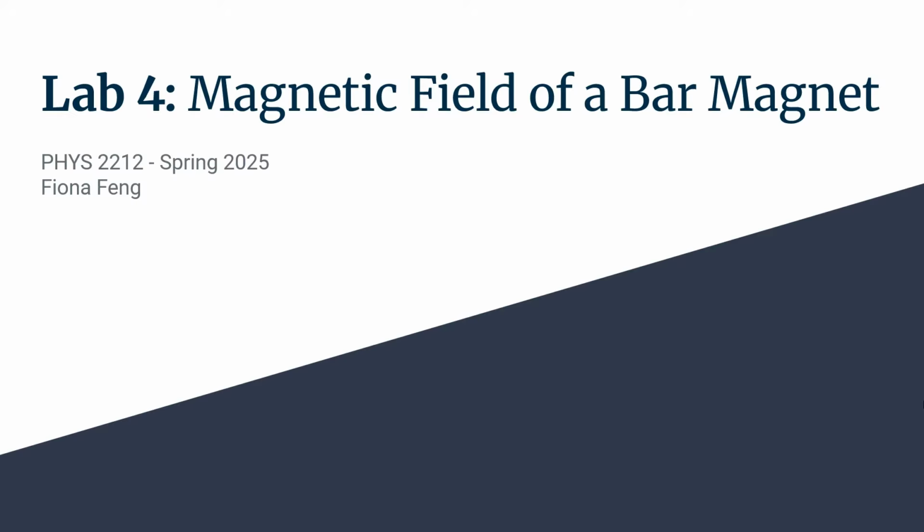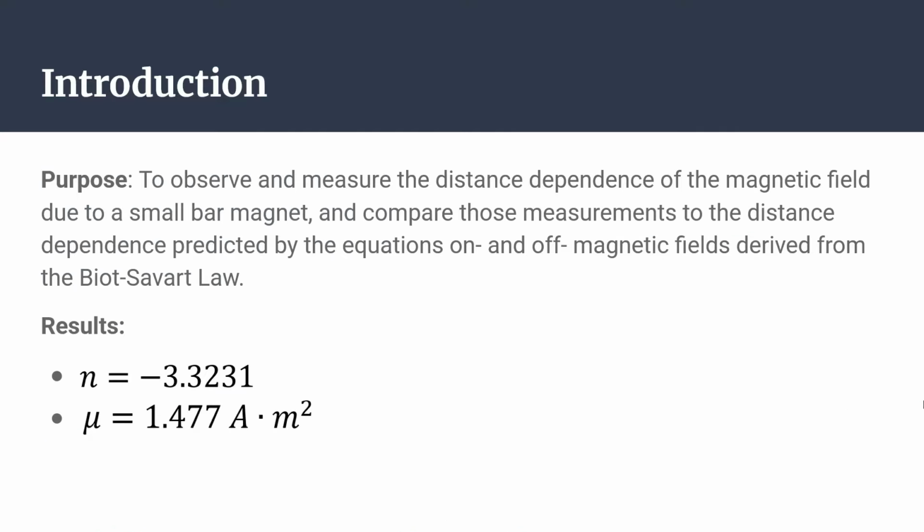Hello, this is my video report for Lab 4. The purpose of this lab is to observe and measure the distance dependence of the magnetic field due to a small bar magnet and compare those measurements to the distance dependence predicted by the equations on and off magnetic fields derived from the Biot-Savart law.